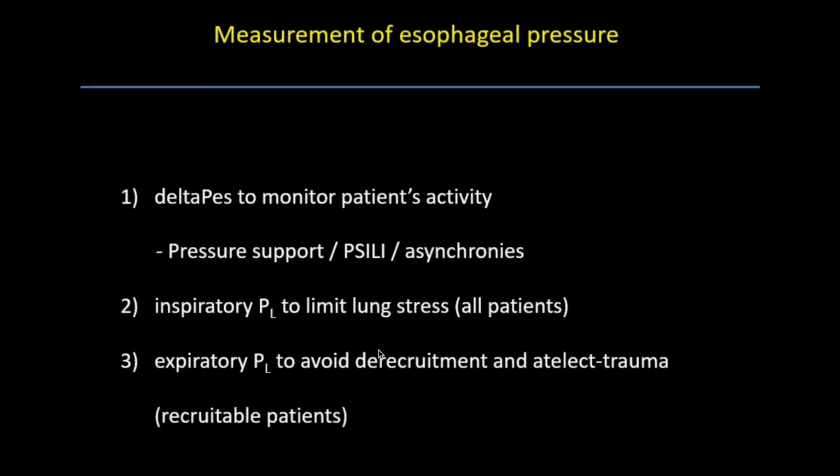Now, delta P should be used to monitor the patient's activity, especially if you want to titrate your pressure support, P-0.1 or asynchrony. We have to limit the inspiratory transpulmonary pressure to limit the lung stress. This has to be done in all patients, and we can use expiratory esophageal pressure to titrate the PEEP. This will prevent de-recruitment and atelectrauma, but keep in mind this can only be used in patients who are recruitable. This is not valid in patients who have a stiff lung.